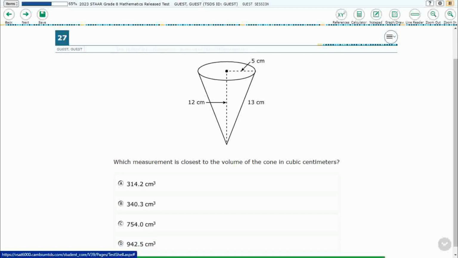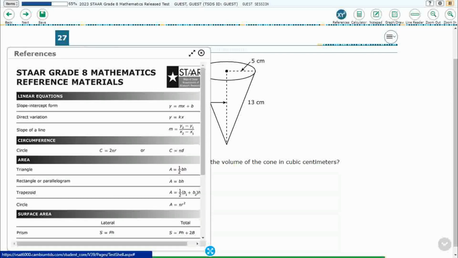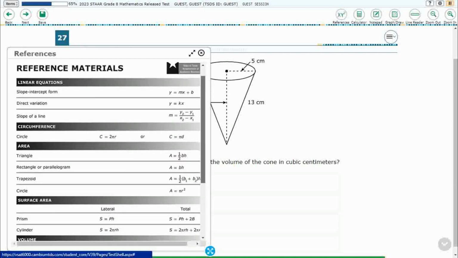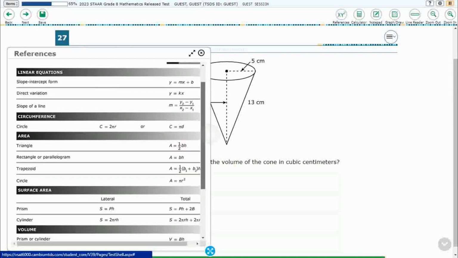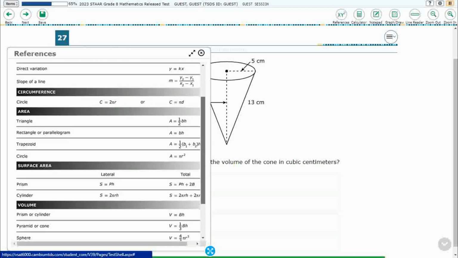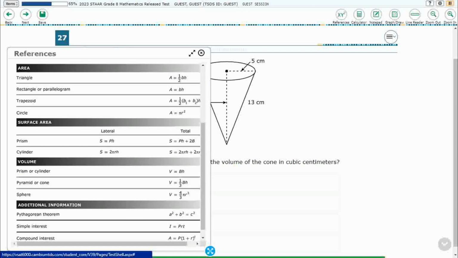Alright, so we've got just a standard cone here. We've got the dimensions. We need to find the measurement that is closest to the volume of a cone. If we don't remember how to find the volume of a cone, never fear. Let's open up our reference materials here, and we are going to scroll down to the bottom. Now the only real trick here is to identify the shape, right?